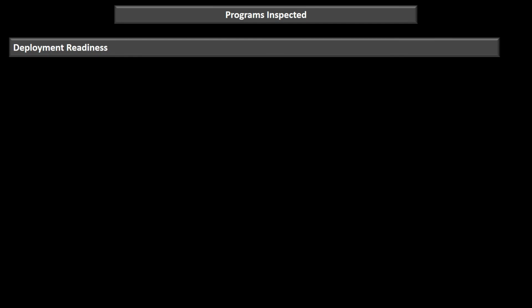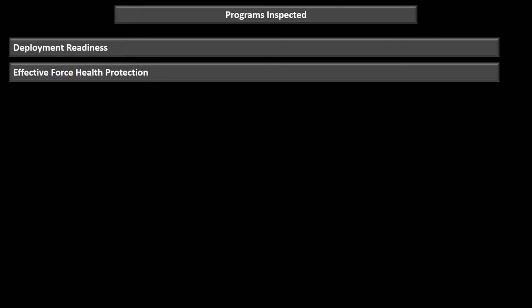So the programs they're going to inspect, they're going to look at your deployment readiness, okay, and things that fall under deployment readiness: that's your health service augmentee program, which is now just the augmentee program, your BUMED 6400 instruction that you have on your bibliography. They're going to look at your hospital corpsman basic skills program and your TCCC, your tactical combat casualty care program. If it's a command that has independent duty corpsmen, they're going to look at the independent duty corpsman program, and they're going to look at your PHAs. Those are things they're going to look at when it comes to deployment readiness.